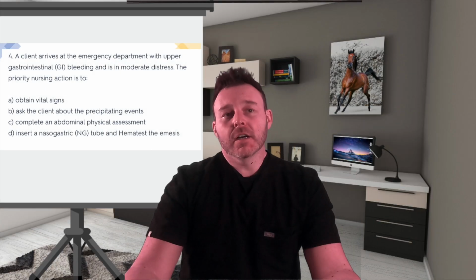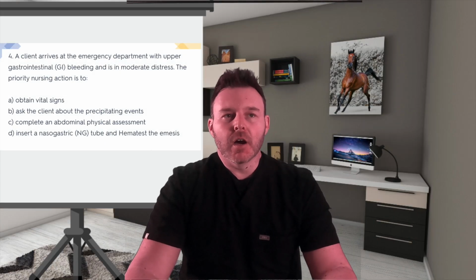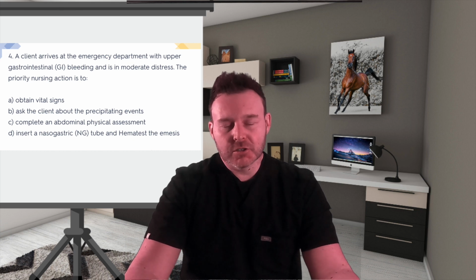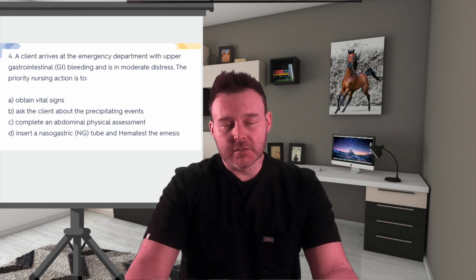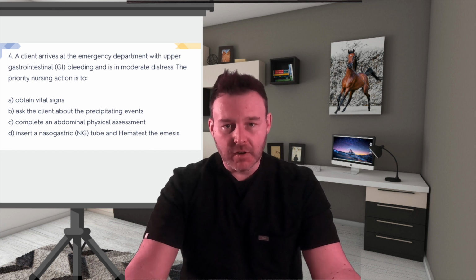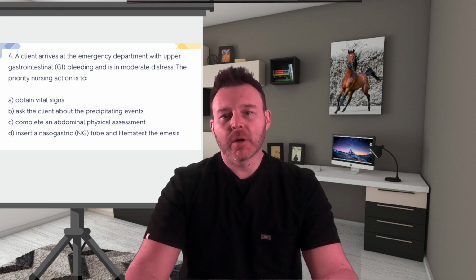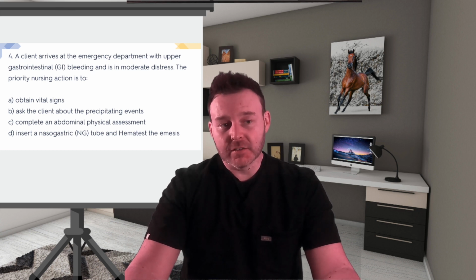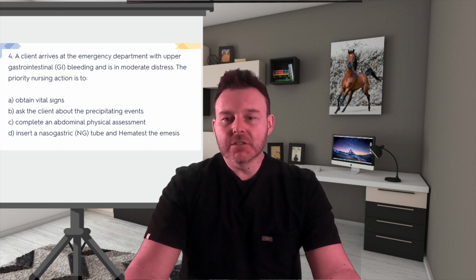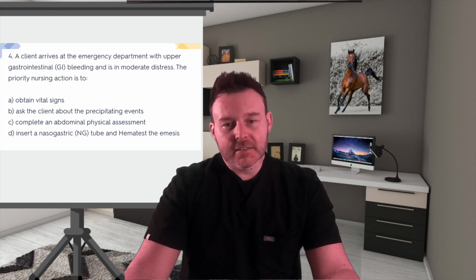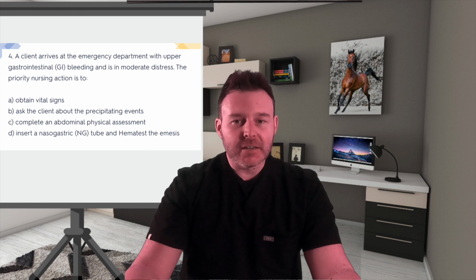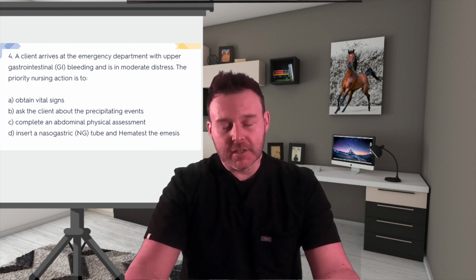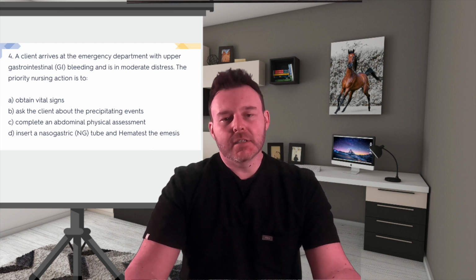Our next one: a client arrives at the ED with an upper GI bleed and is in moderate distress. We have to figure out what our priority nursing action is. So our options are A, obtain vital signs, B, ask the client about precipitating events, C, complete an abdominal physical assessment, and D, insert an NG tube and hematest the emesis. So which one of these is your priority? Again, go back to those priority letters I've said for the last couple of questions, ABCs.